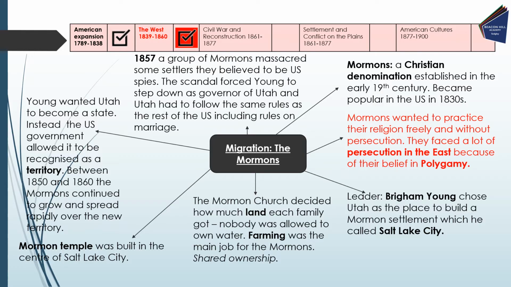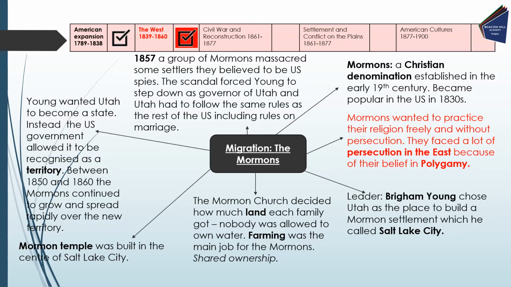And finally, in 1857, we have a group of Mormons who massacred some settlers they believed to be US spies. So we have a violent reaction here from the Mormons, which affected the way that people perceived them. Remember, they have been saying that they are a Christian group who are moral, etc. So the fact that they have massacred some settlers really affects their reputation. The scandal forces Young to step down as the governor of Utah, and Utah then has to follow the same rules as the rest of the US, including the rules on marriage.